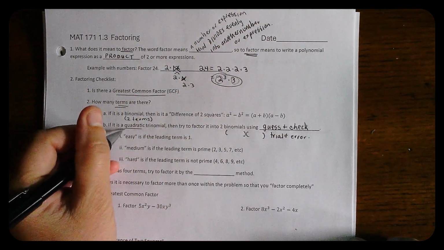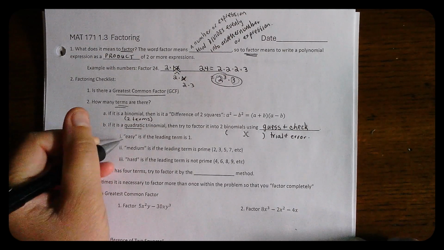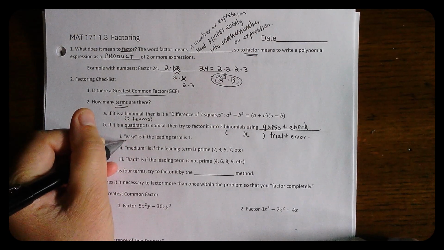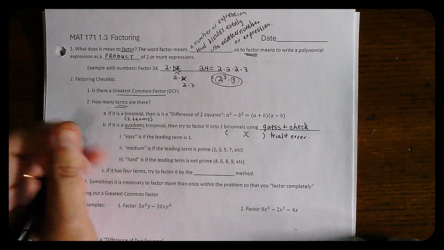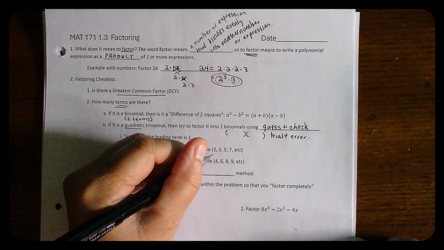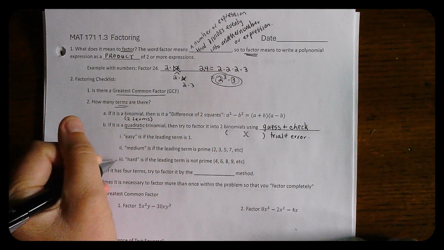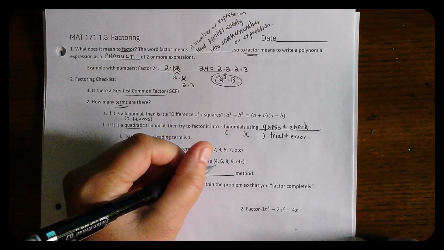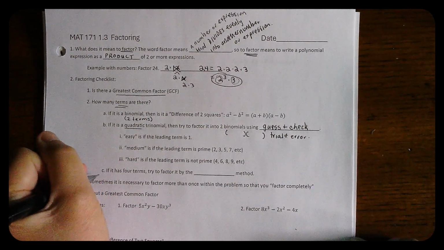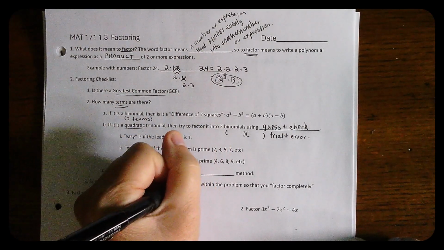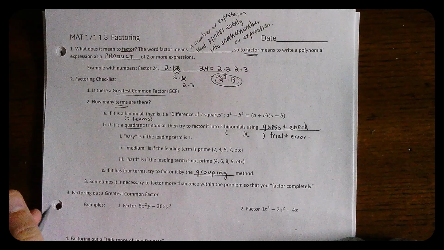And I break these factor-a-quadratic-trinomial problems into 3 cases. It's easy if the leading term is 1. It's kind of medium if the leading term is a prime number like 2, 3, 5, 7. And it's the hardest type, still can do it, if the leading term is not prime, like 4, 6, 8, 9, etc. And then if it has 4 terms, then we're going to try to factor it by the grouping method. Okay, so that's our factoring checklist.